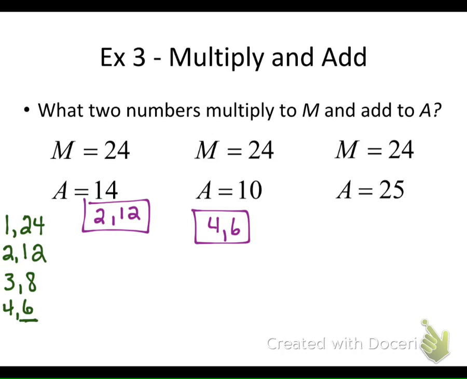All right. So then I come to my last group. My M is 24, which I know all these numbers will multiply together to get 24. But which of them can I now add together to get 25? 1 and 24. That's it. That's all you do. That's all today's lesson is.